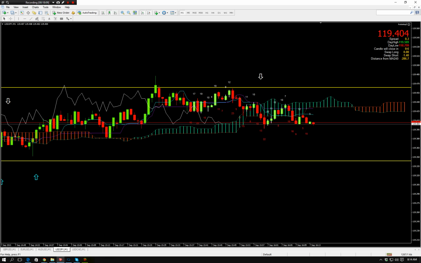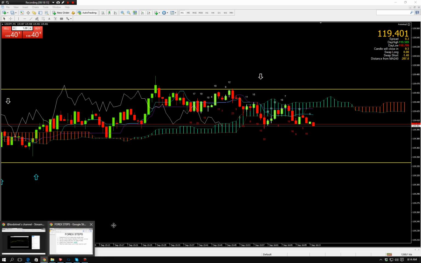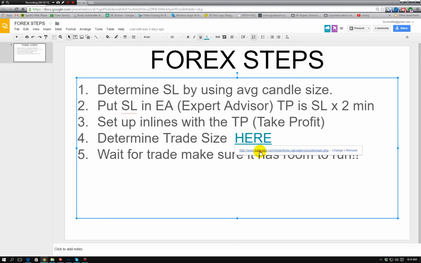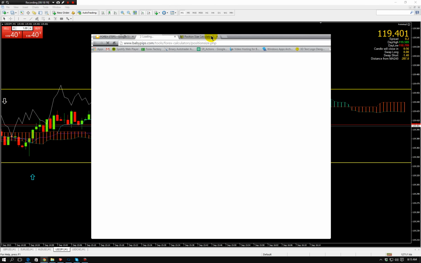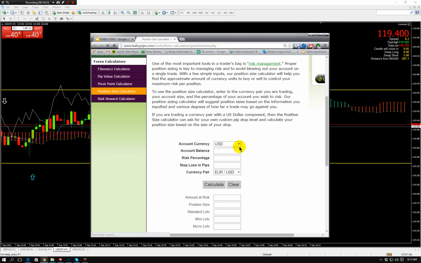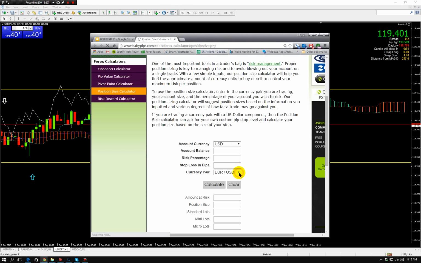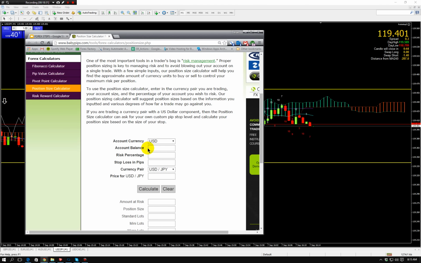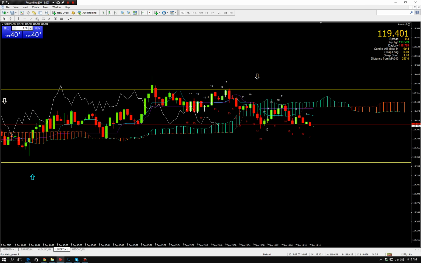We have it set. Now we need trade size set. So what do we do for trade size? Let's go look at trade size. This is USD JPY. Let's see if I can find it. USD JPY. We'll do account balance of $100. Let me see real quick. That did close below, so let's go ahead and get in the trade.